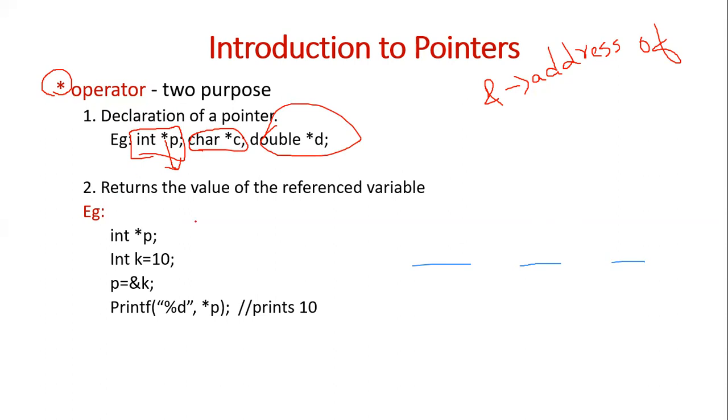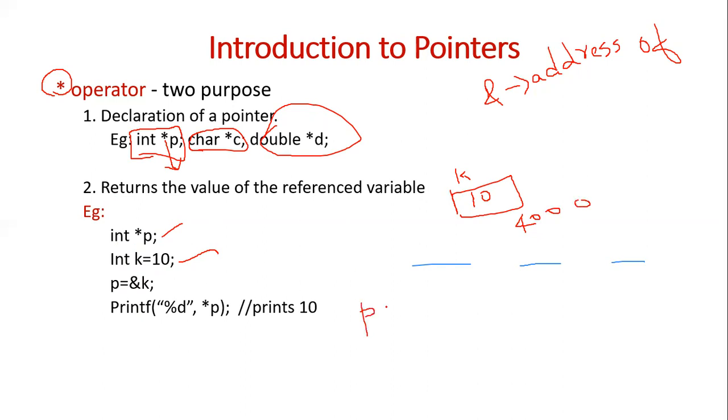But there is another usage of star, which can be understood by this example. Here you can see int star p. It means that p is a pointer to an integer. Then int k equal to 10, that is, k is a variable which is assigned the value 10. Then p is equal to ampersand k. It means that p is pointing to the address of k. So k is a variable which contains 10. Let us say that k's address is 4000, and p contains what?